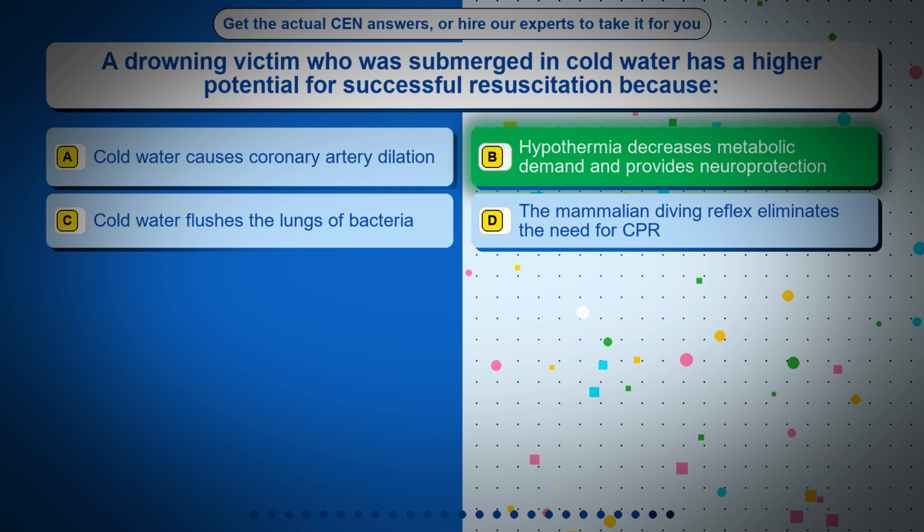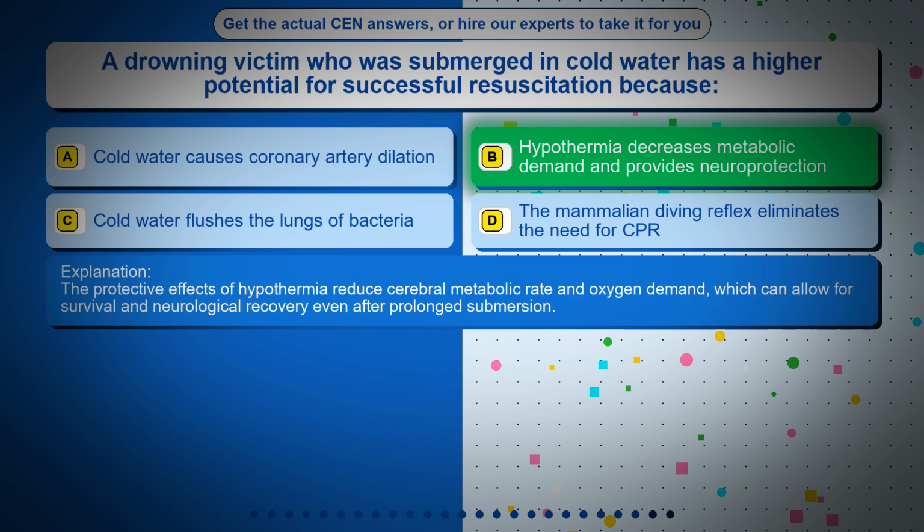The correct answer is option B. Hypothermia decreases metabolic demand and provides neuroprotection. The protective effects of hypothermia reduce cerebral metabolic rate and oxygen demand, which can allow for survival and neurological recovery even after prolonged submersion.